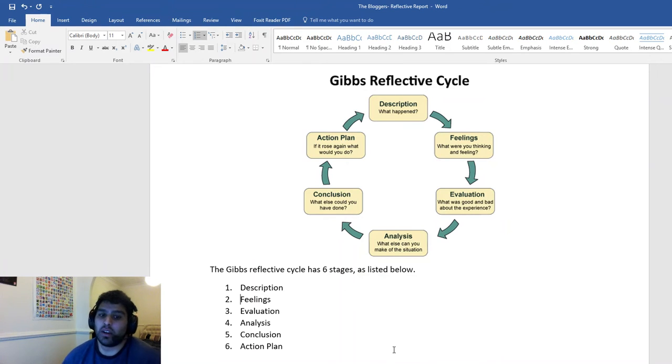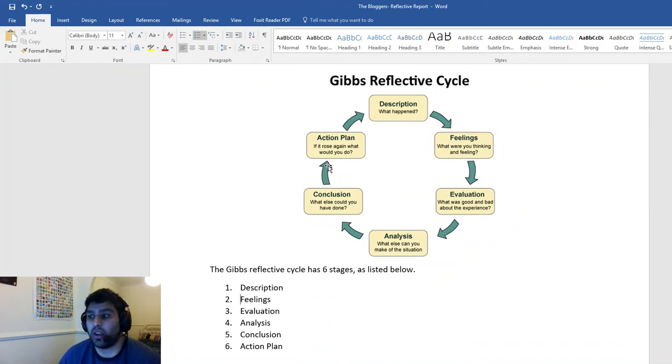There's description, feelings, evaluation, analysis, conclusion, and action plan. So basically, what happened? What were you thinking and feeling? What was good about the experience? What was bad about it? What else could you make of the situation? What else could you have done? And if it arose again, what would you do?